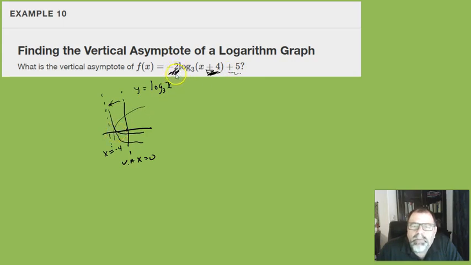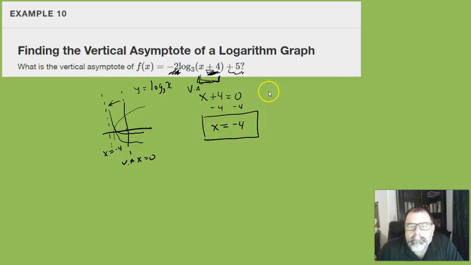So all those transformations, the negative 2 and the plus 5, don't change the asymptote. Another way to do it is just like the domain: look at this part and say that it has to equal 0. So this is the shortcut. You just say, okay, this thing in here has to equal 0, so x equals negative 4. That would be your vertical asymptote. But if you wanted to go through all the transformations, you can think of it that way too. So it's x equals negative 4, sorry.